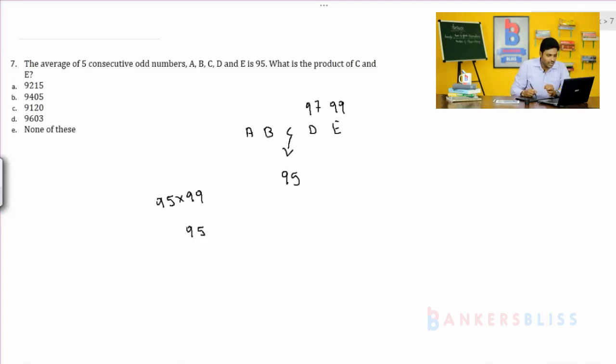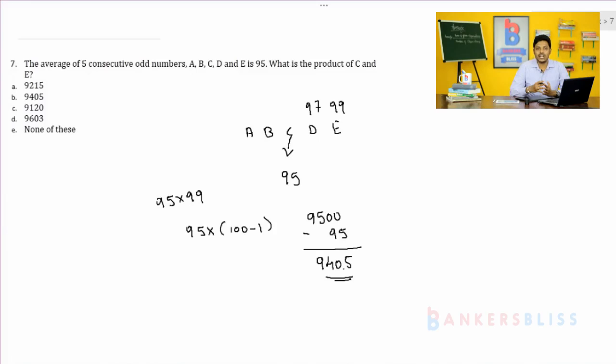Instead of that, you do like this. 95 into, consider 99 as 100 minus 1. These things have to be done in your mind. Don't use paper and pencil for these silly things, because you can save a lot of time. Otherwise, you have to invest a lot of time for each and every minute calculation. So 95 into 100, 9500 minus 95 into 1, 95, you end up with the value 9405. So the value is 9405, option B.